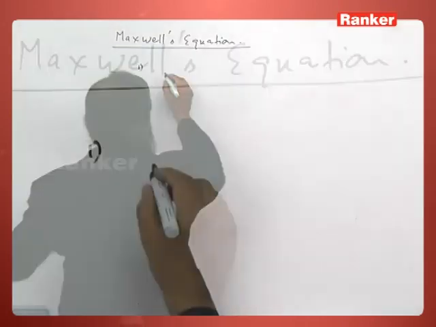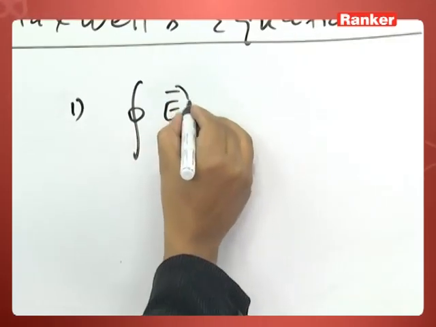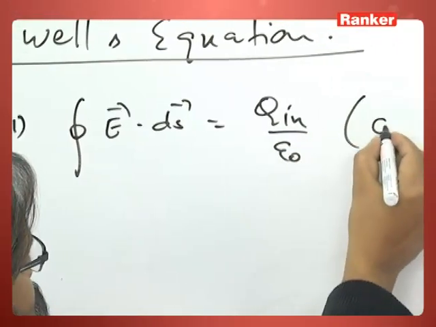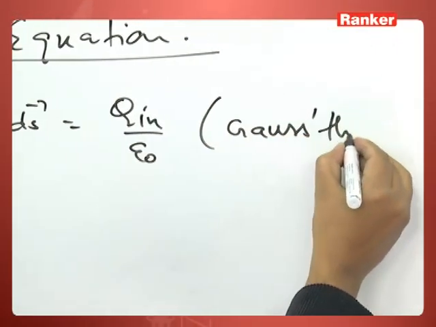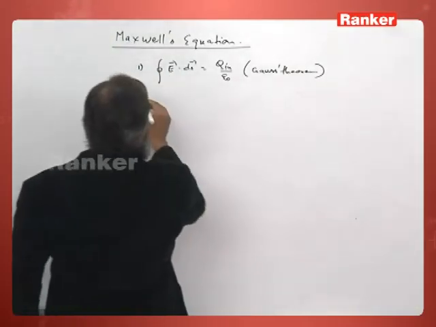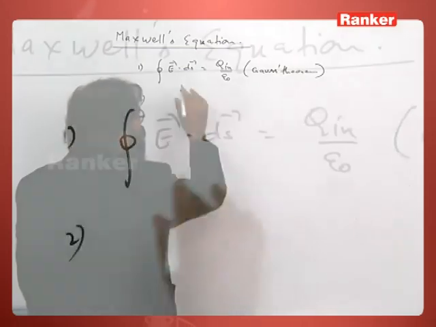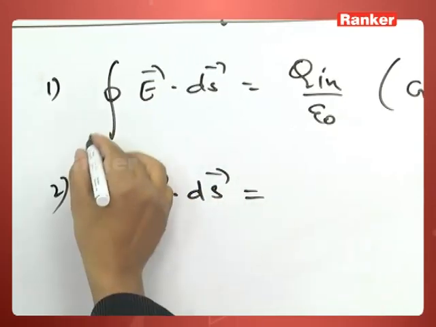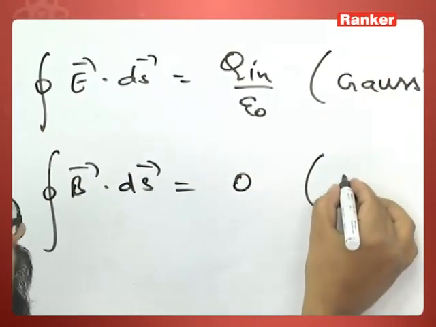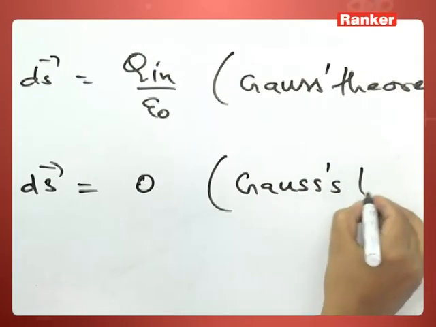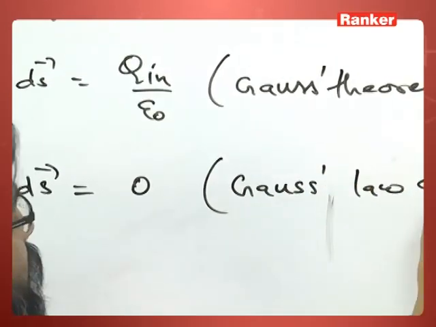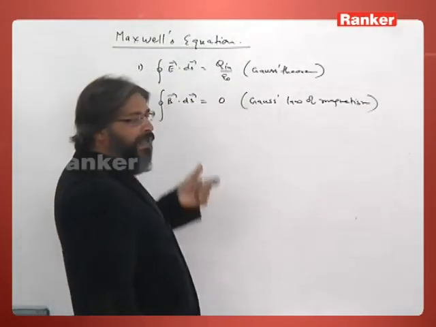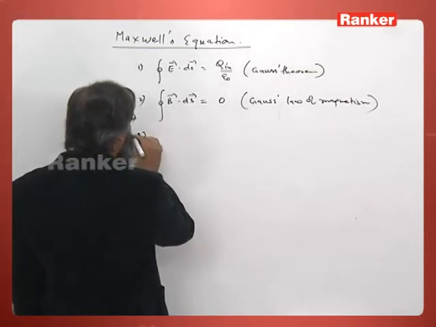Now Maxwell's equation is, first, the closed-surface integral of E dot dS is equal to q inside divided by epsilon naught. This is Gauss's theorem, Coulomb's law, the same thing from electrostatics. Now from magnetostatics, the closed-surface integral of B dot dS will be equal to 0, that is Gauss's law of magnetism. This law predicts that magnetic monopoles do not exist.